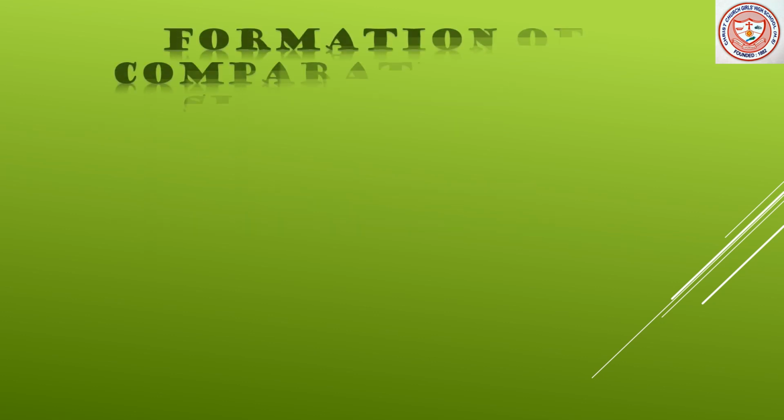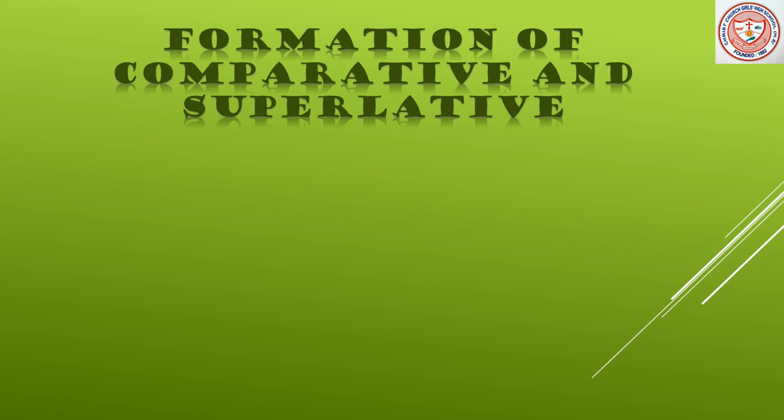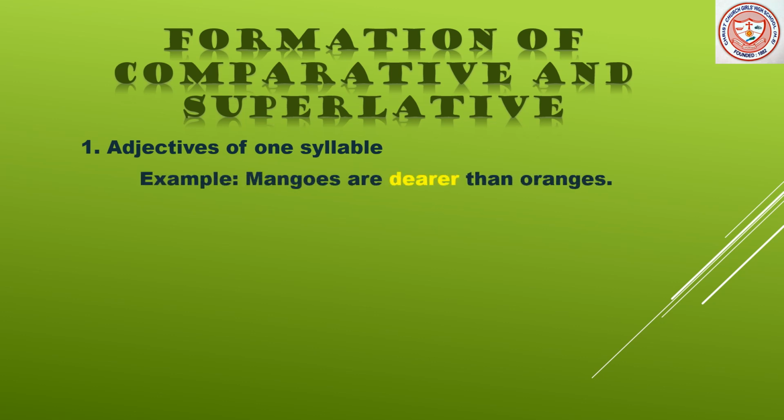Now, we will be talking about the formation of comparative and superlative degree. Number 1. Adjectives of one syllable. Most adjectives of one syllable and some of more than one form the comparative by adding er and superlative by adding est to the positive, like bold, bolder, boldest, small, smaller, smallest. So what is the example over here? Mangoes are dearer than oranges.